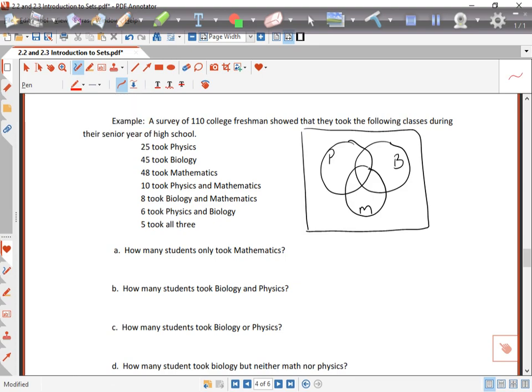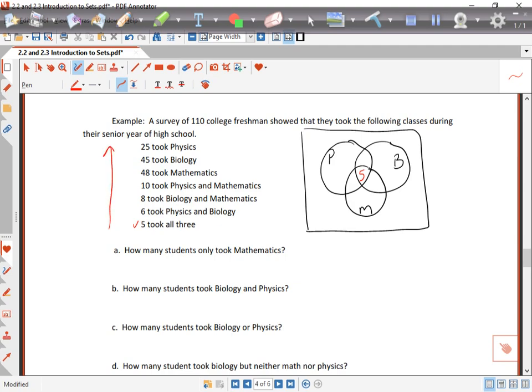Okay, and so just like we did in the previous example, you're going to start in the very middle of your Venn diagram, which happens to be where all 3 of them overlap. Your list here is 5 took all 3, which is right here. So I'm going to put a 5 in the middle. Now we're going to have some subtractions, because we've already used up 5. So let's take a look. I like to just work my way up the list this way.